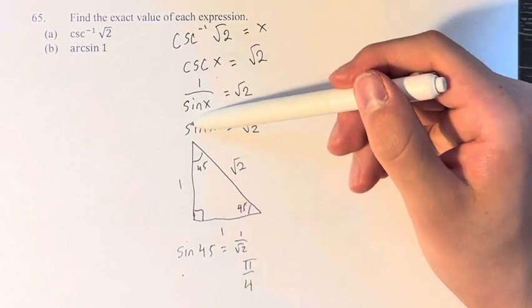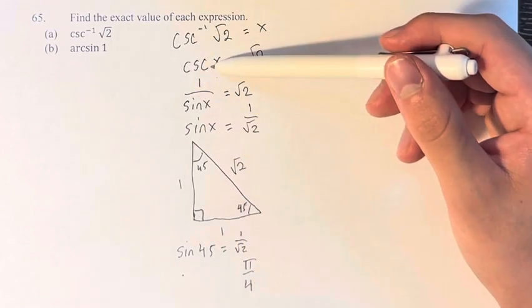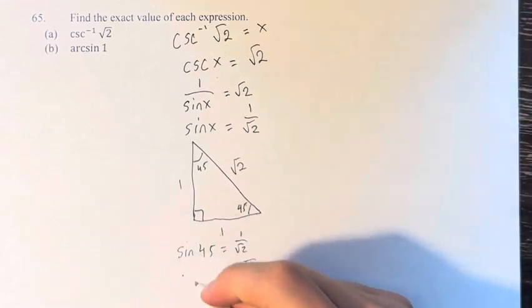Therefore, since sine of pi over 4 is equal to 1 over root 2, therefore cosecant of pi over 4 is equal to root 2, and cosecant inverse of root 2 is pi over 4.